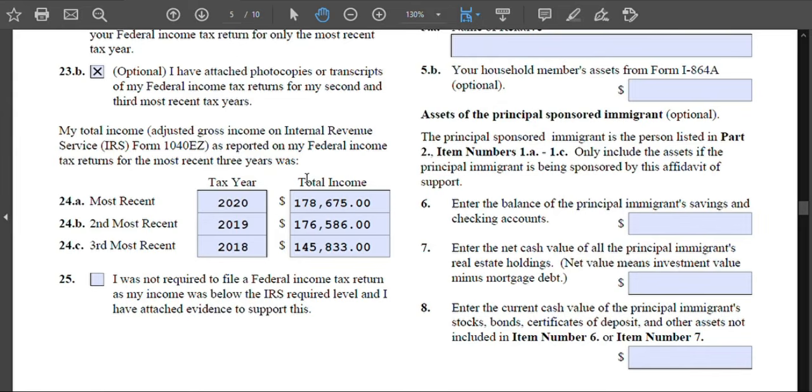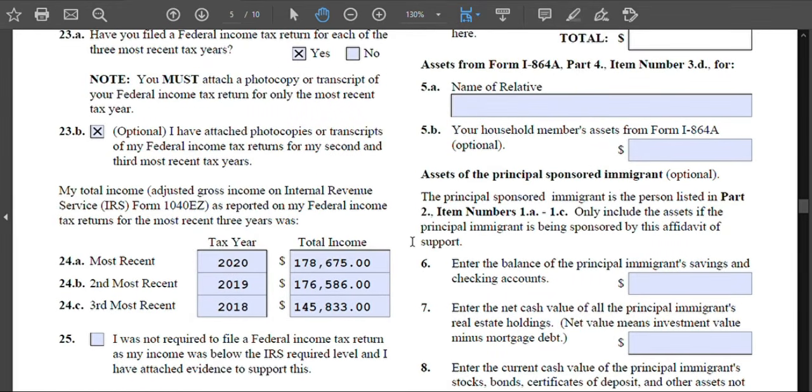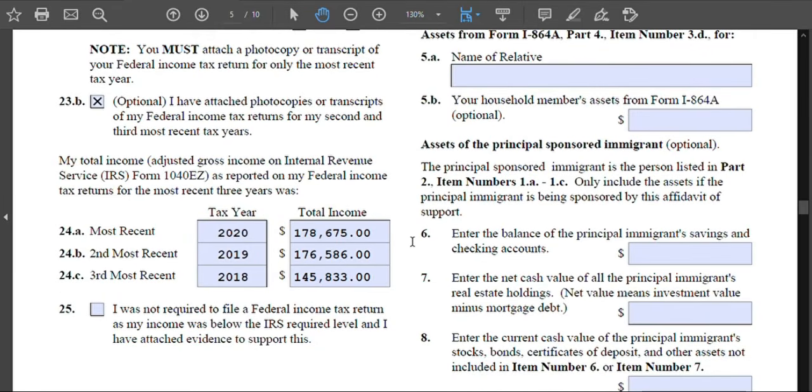Will also need to be supplemented with copies of all W-2s and 1099s, because the total income line on your tax returns will obviously be higher than the amount you're indicating in this affidavit of support as your personal income. And if you still have questions about this, you can definitely check out my I-864 playlist. I have a video in there specifically clarifying this married filing jointly situation.